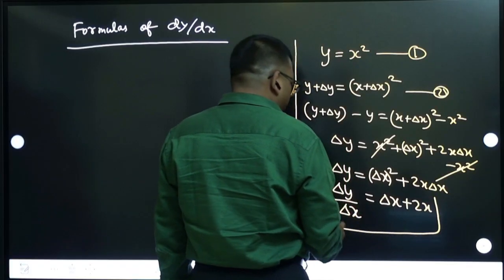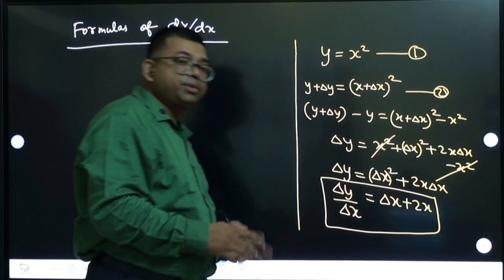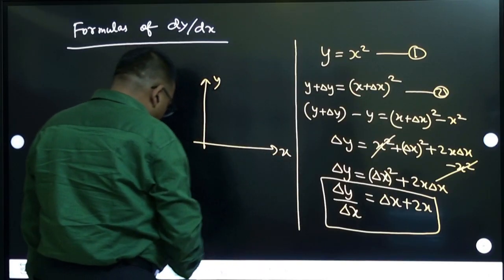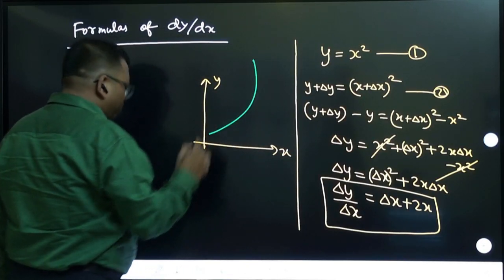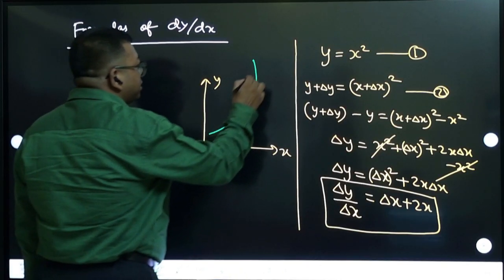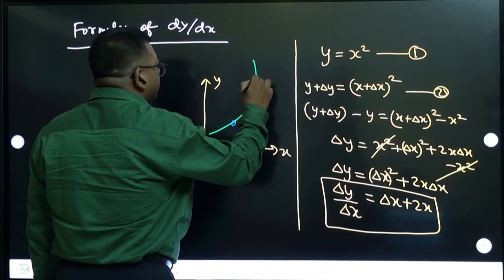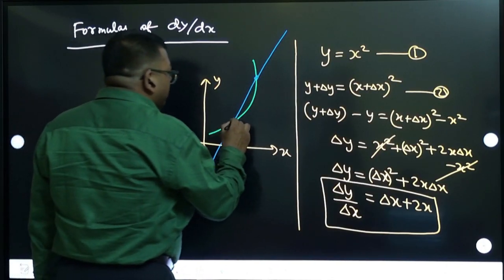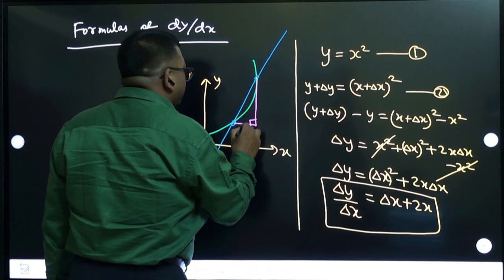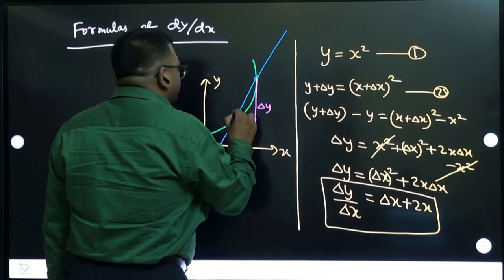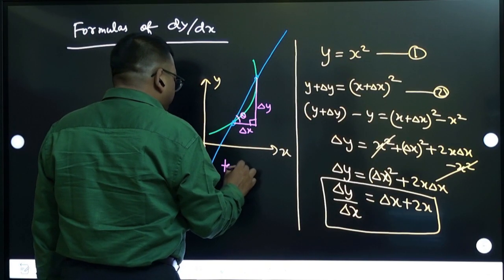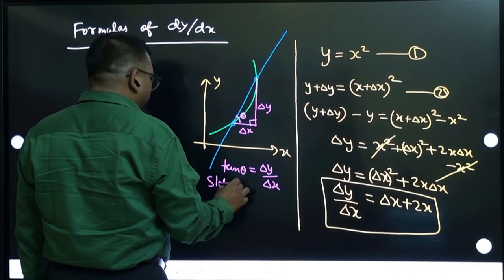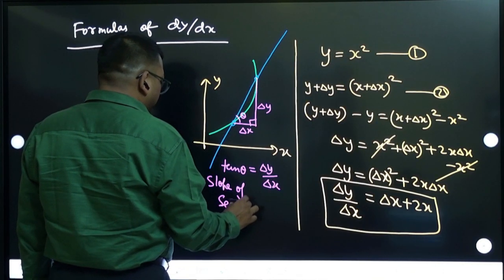First of all, we note that delta y by delta x in a graph represents what? You remember, suppose this is an x and y graph, any type of graph. What does delta y by delta x represent? We are taking two different points, right? This is a secant line. Remember, this is a secant line. In this triangle, this is delta x and this is delta y. So this tan theta, which is the ratio of delta y by delta x, is the slope of the secant line.